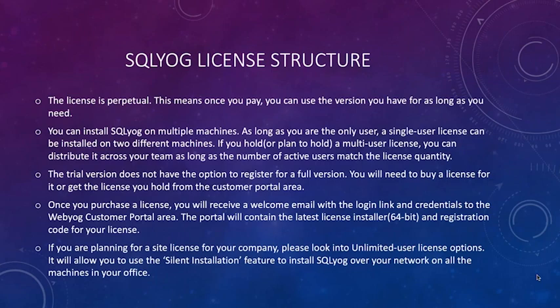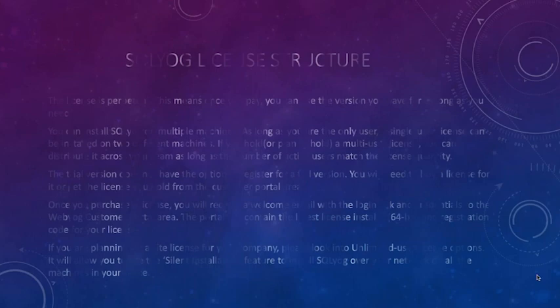If you're planning for a site license for your company, please look into the unlimited user license option. It will allow you to use the silent installation feature, which will install SQLyog over a network on all the machines in your office. So this was SQLyog's license structure.